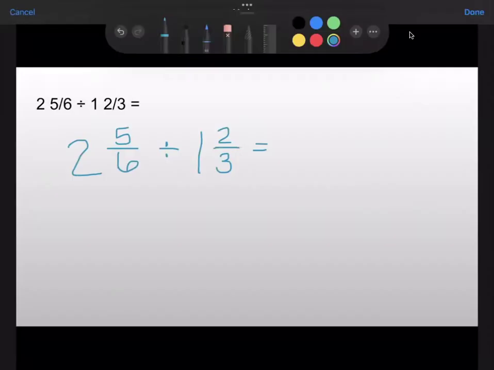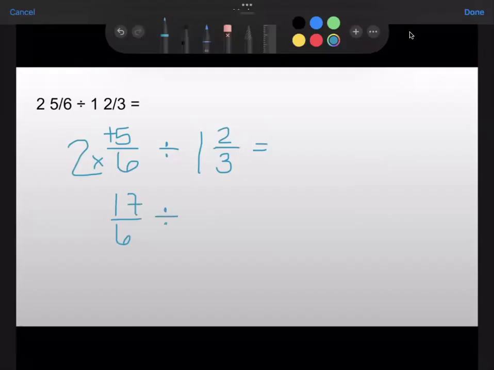So for the first mixed number, I'm going to keep it with a denominator of 6. To find the numerator, I'm going to multiply the denominator times the whole number and then add the numerator that's already there. So 6 times 2 is 12, and 12 plus 5 is 17. So that would be 17/6.